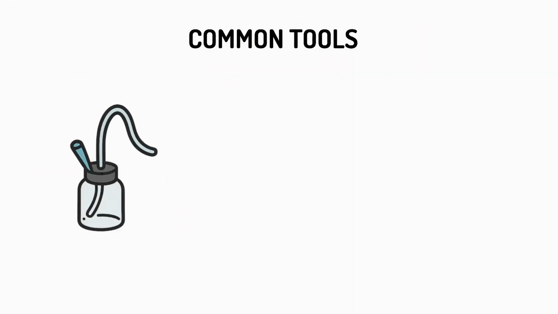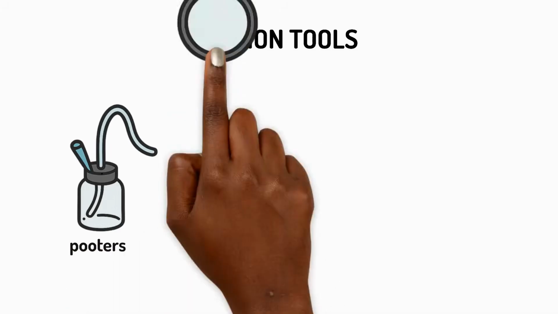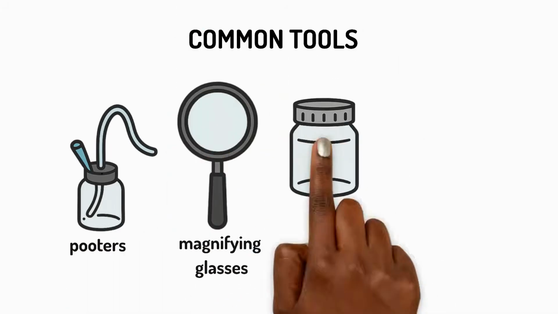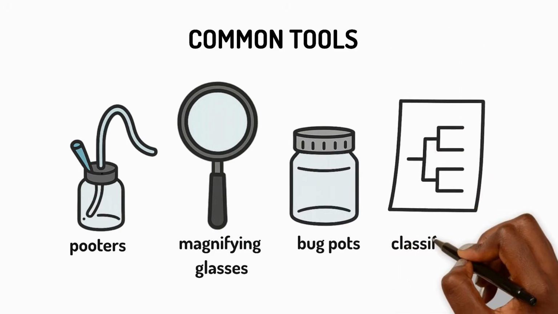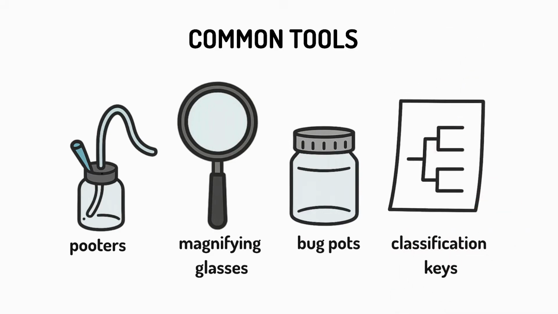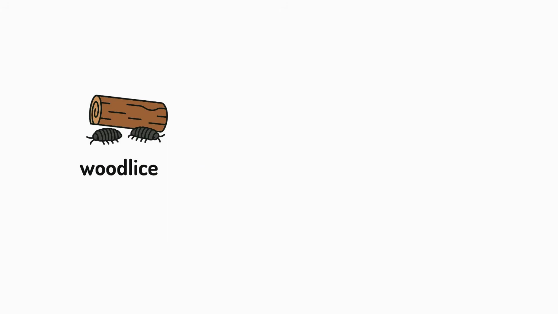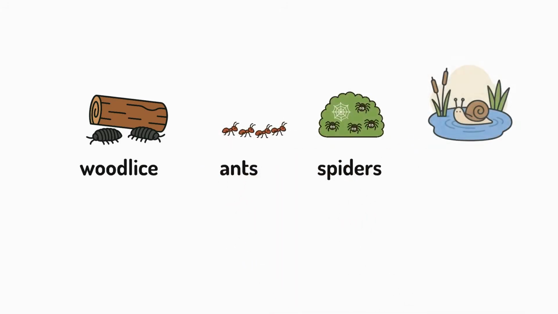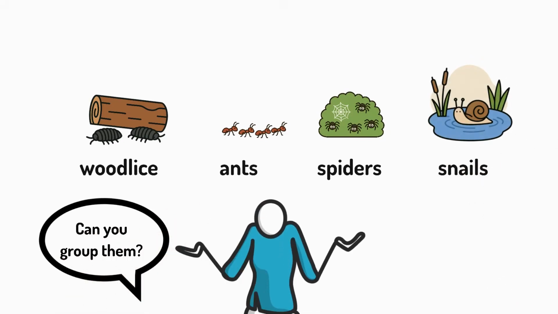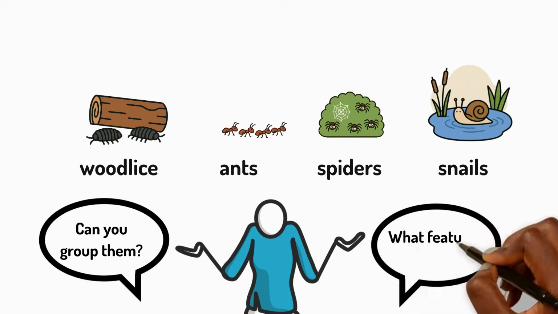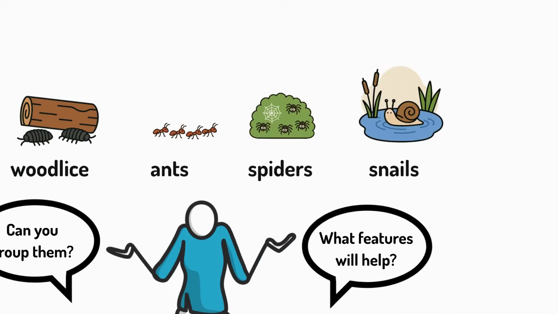Common tools scientists use include pooters to collect insects safely, magnifying glasses, bug pots, and classification keys. These help you observe and identify the living things you find. You might discover woodlice under a log, ants on a path, spiders in a bush, or even pond snails in a school pond. Can you group them into vertebrates and invertebrates? What features help you decide?